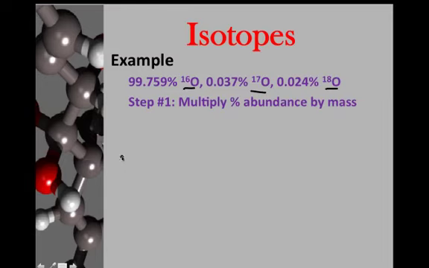So let's take an example. We have 3 isotopes of oxygen. To multiply percent abundance by mass, here is our percent abundance: 99.759 percent times 16. Should we leave it as a percent, Ms. Gray, or move it? I think we should change it to decimal form. So change percent to decimal, move the decimal twice, so it becomes 0.99759 times 16.